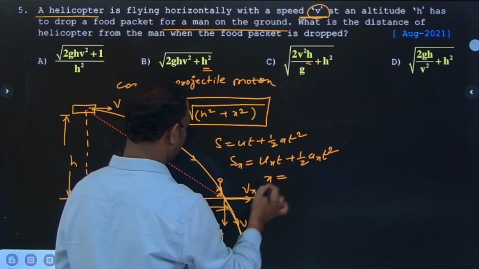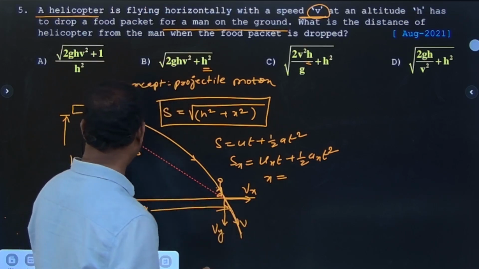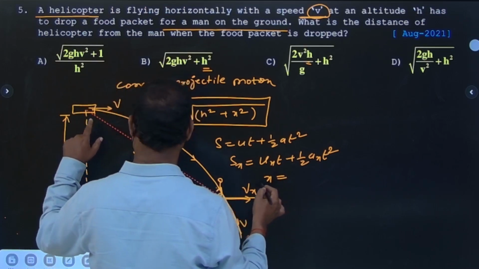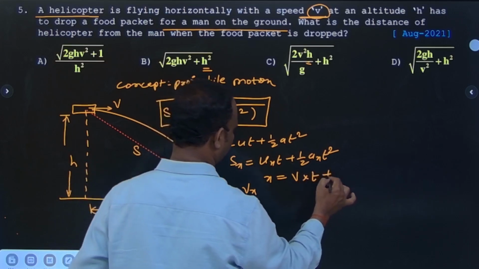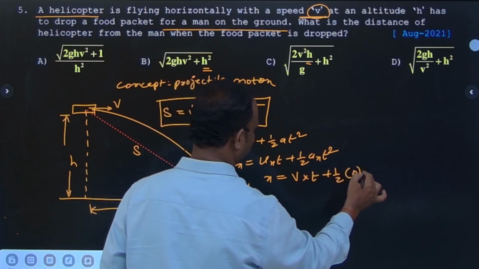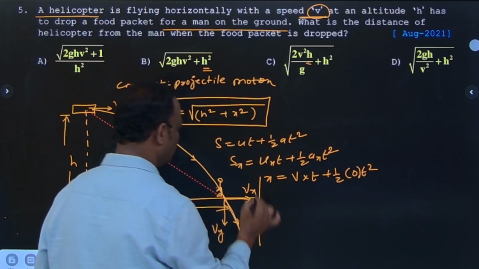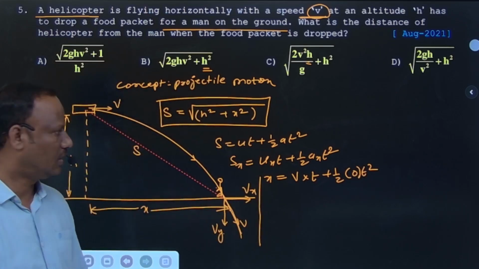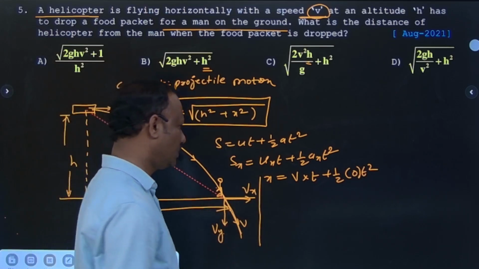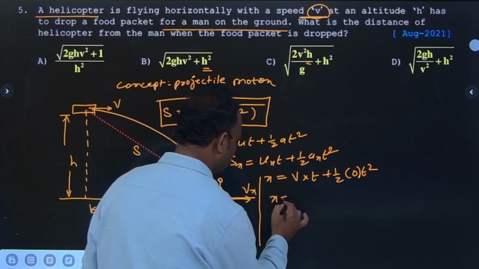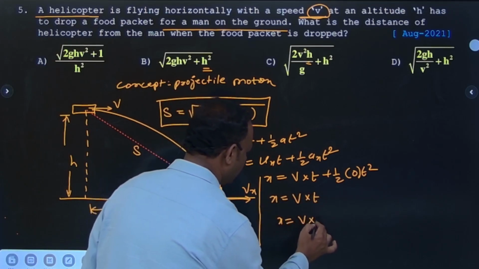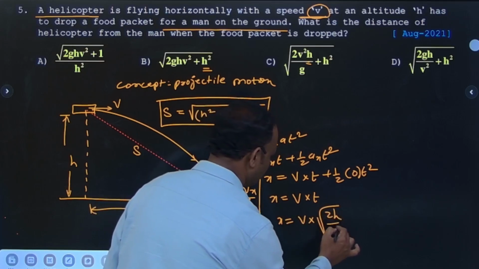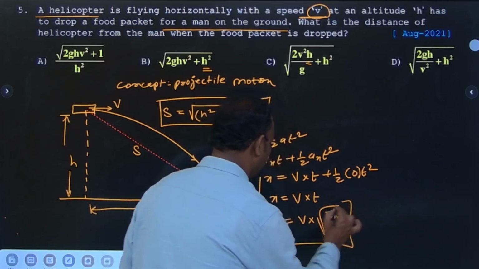Okay, x is equal to, so ux means what? Ux along the x-axis, what is this? It's v into t plus half ax means 0 into t square, because during a horizontal projectile, the horizontal component of acceleration is what? 0. So x is equal to v into t. Yes, x is equal to v into t means under root of 2h by g, you know, during the projectile.